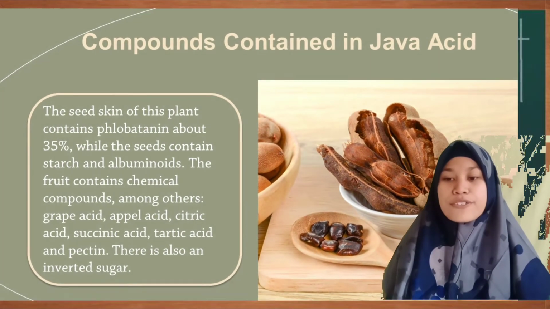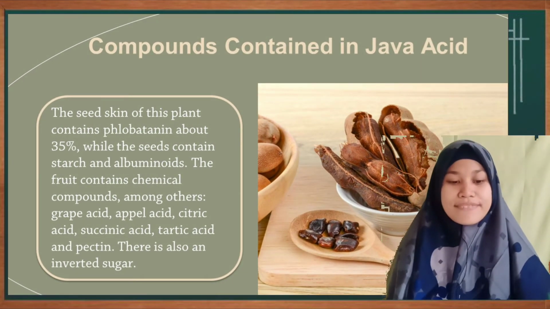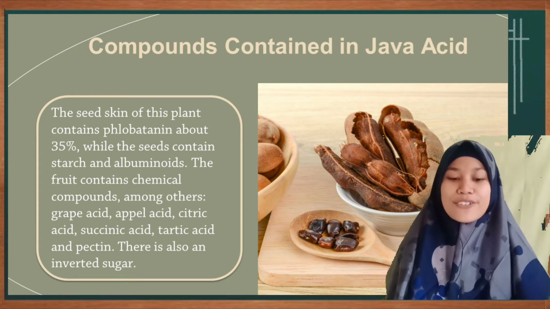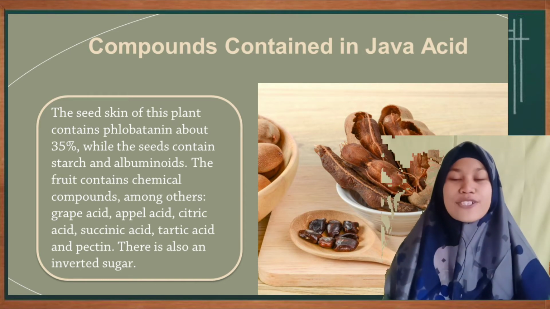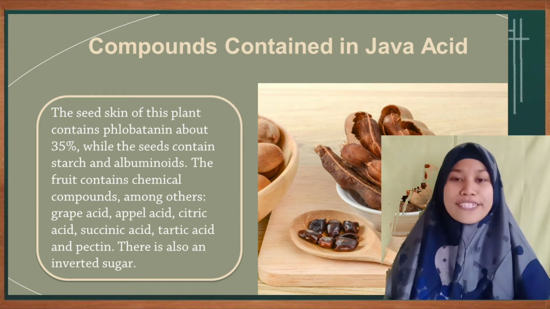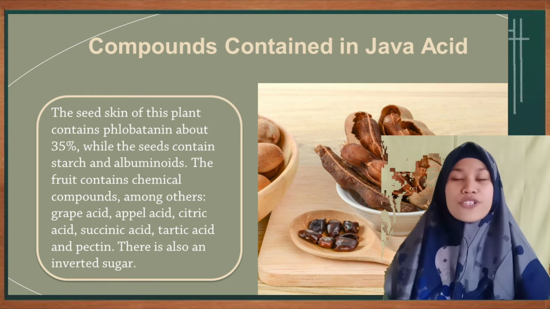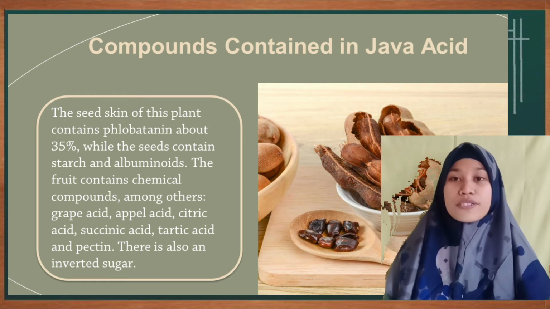Okay, these are the compounds contained in Java acid. The seed skin of this plant contains phlobotannin about 35%, while the seeds contain starch and albuminoid. The fruit contains chemical compounds, among others, grape acid, apple acid, citric acid, salicylic acid, tartaric acid, and pectin. There is also an inverted sugar.